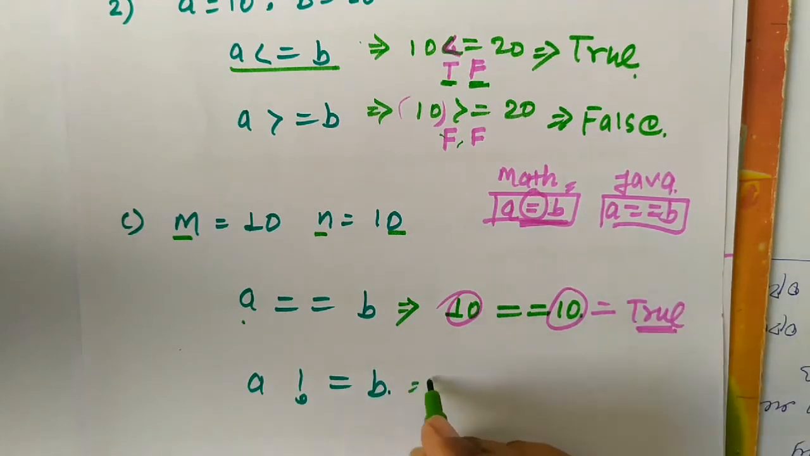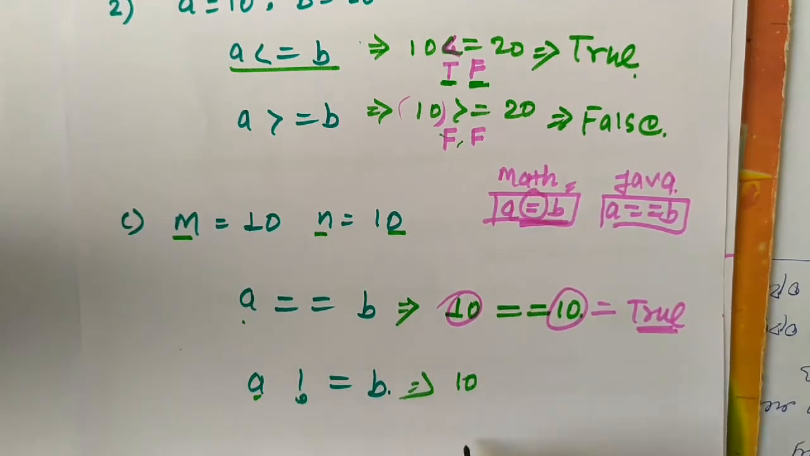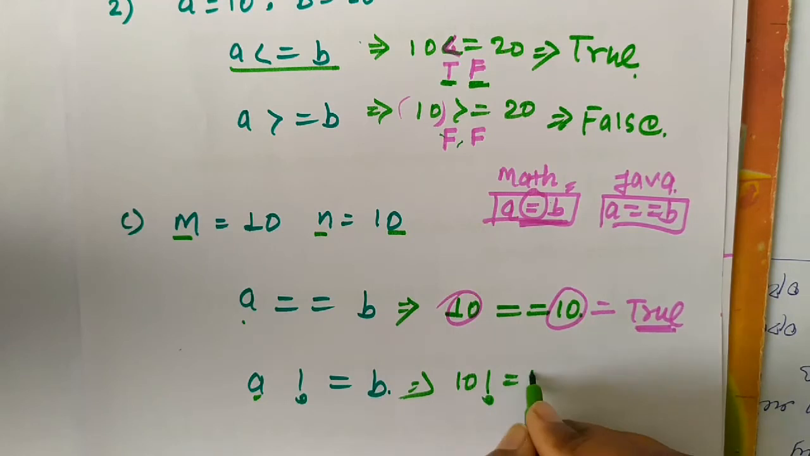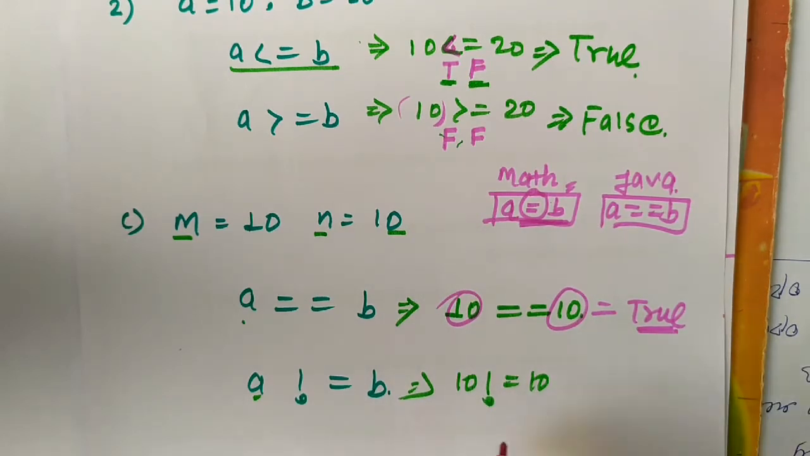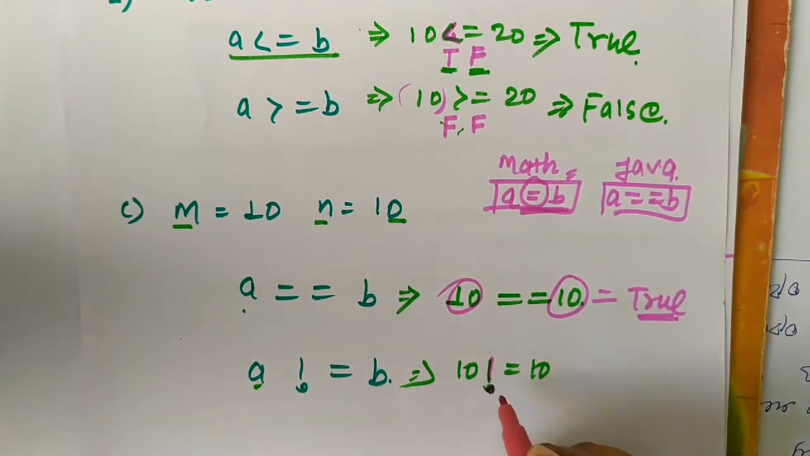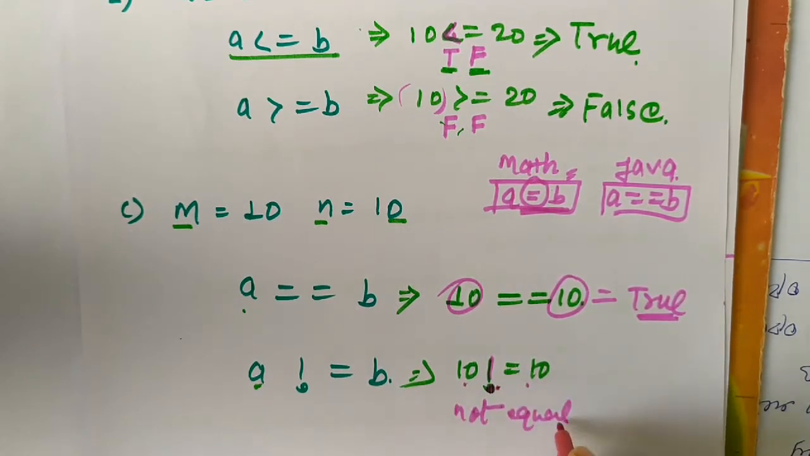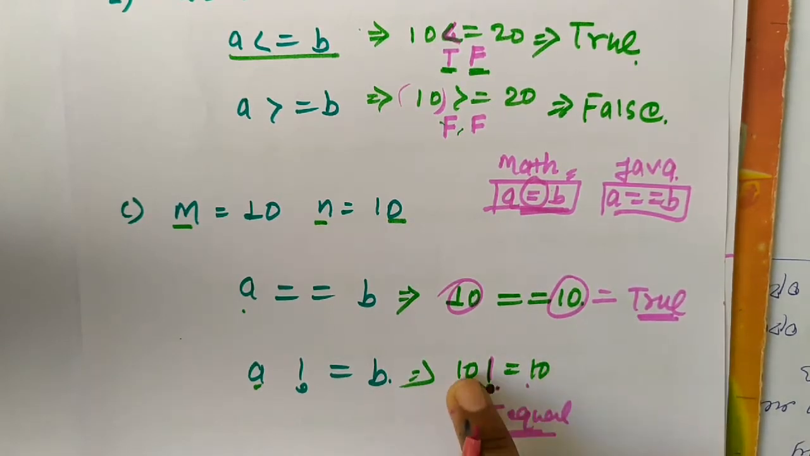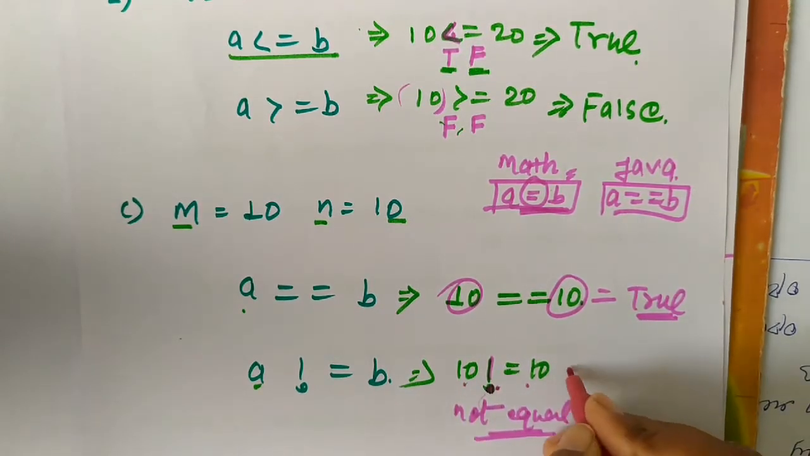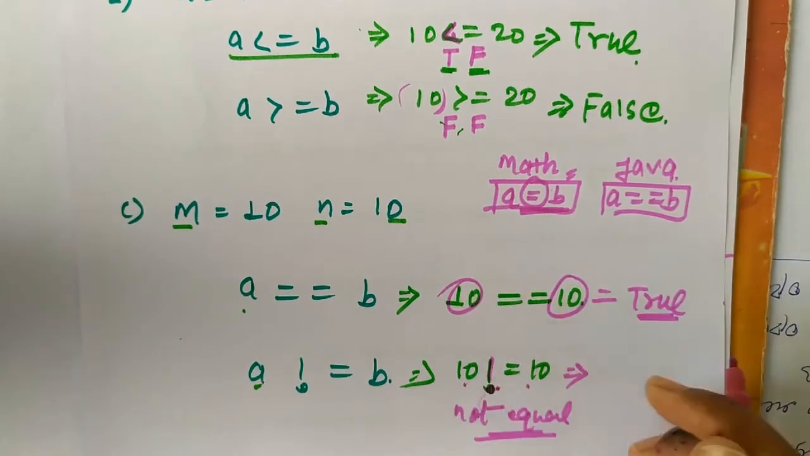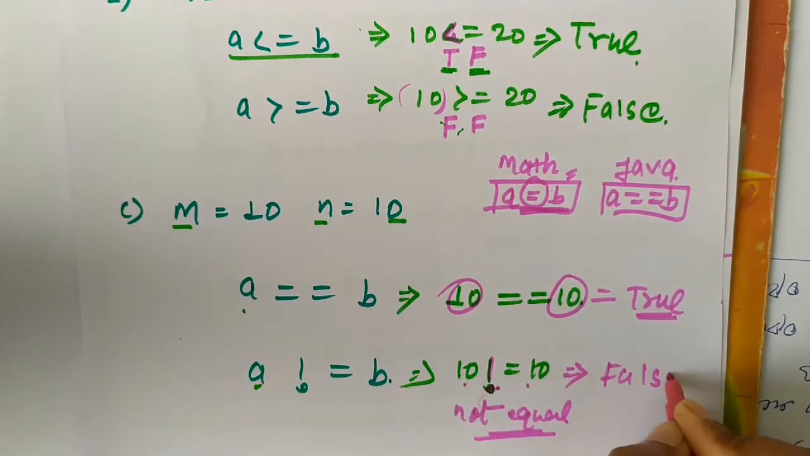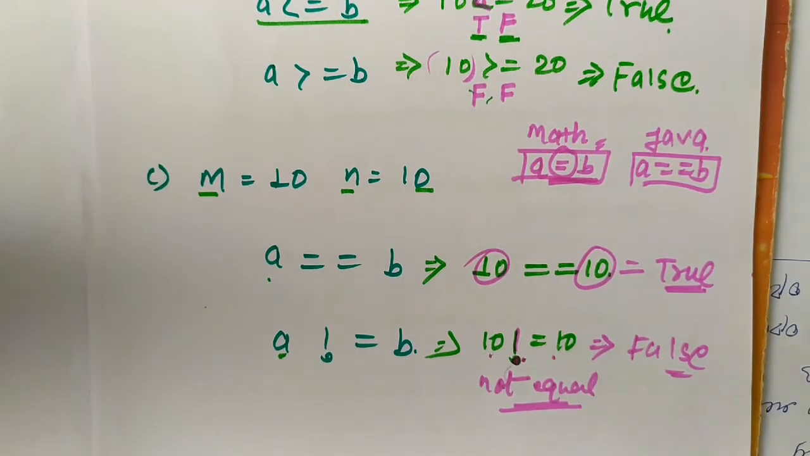Next, if the value of a is 10, not equal to 10. What does it say? This is the not equal to sign. It says 10 not equal to 10. But this is false, because 10 is equal to 10. So the result of this question is false.